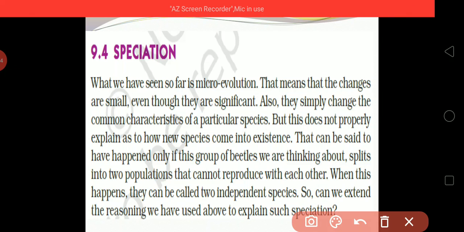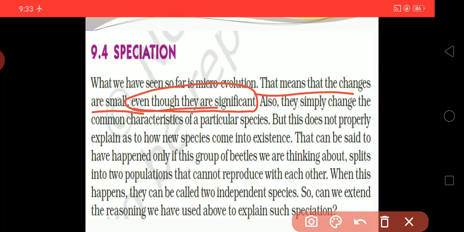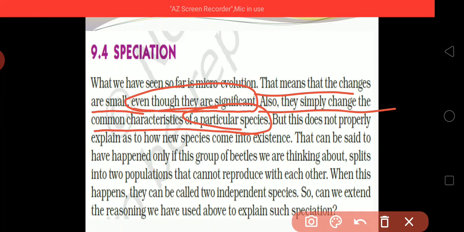Speciation. What we have seen so far is microevolution. That means that the changes are small. The changes seen from generation to generation are very small, even though they are significant. They are simply changes in the common characteristics of a particular species.